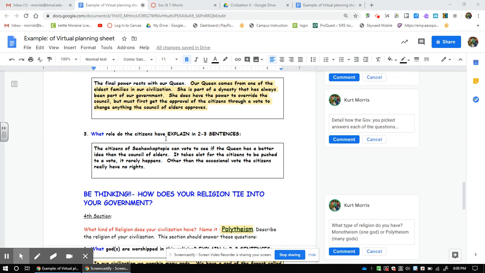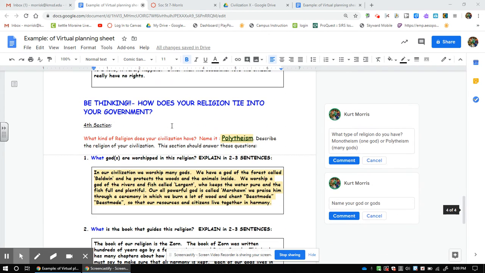What role do the citizens have? Well, the citizens of Seahawkatopia can vote to see if the Queen has a better idea than the Council of Elders. It takes a lot for the citizens to be pushed to a vote. It rarely happens. Other than the occasional vote, the citizens really have no rights. Okay? Now, here's the last part, the religion. Be thinking here. How does your religion tie into your government and really tie into everything?